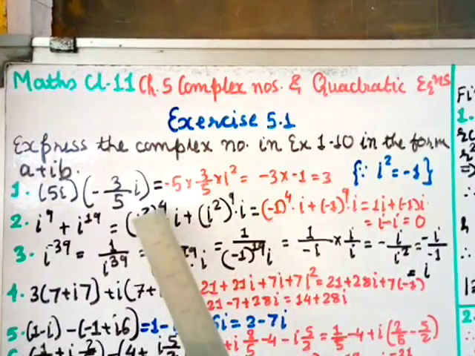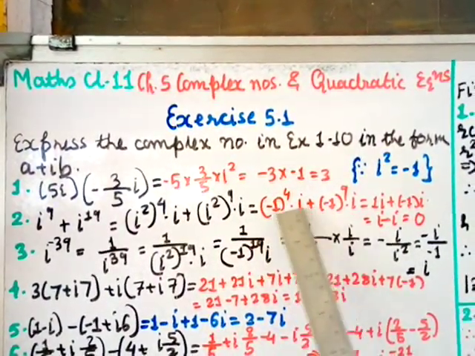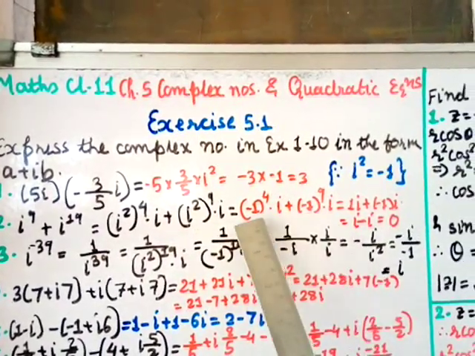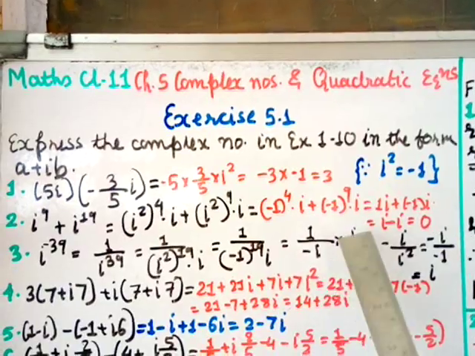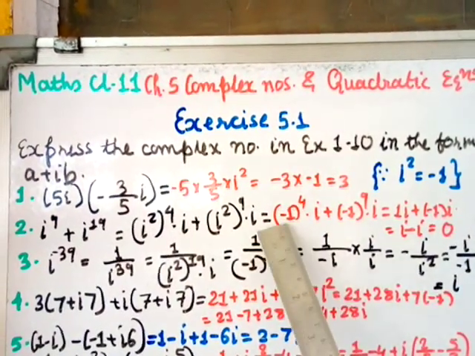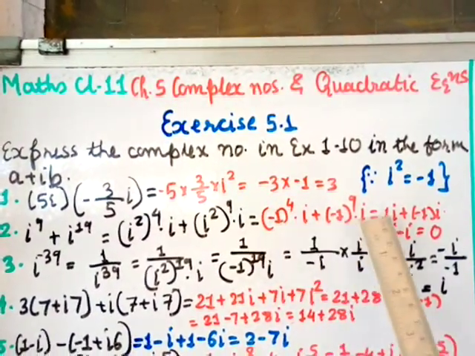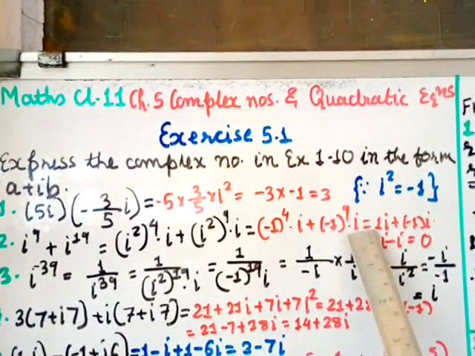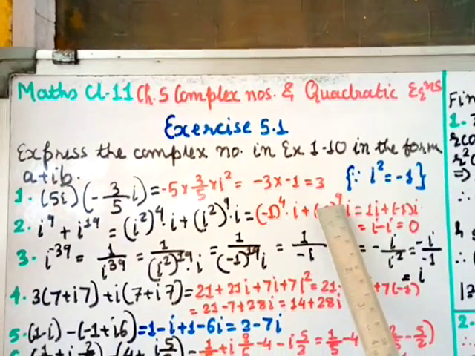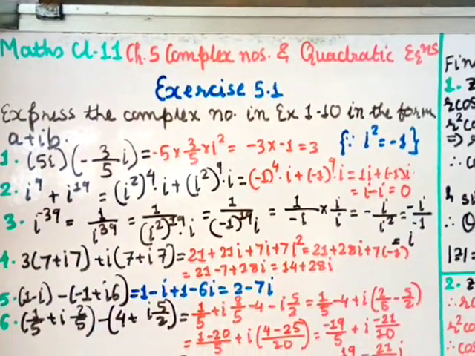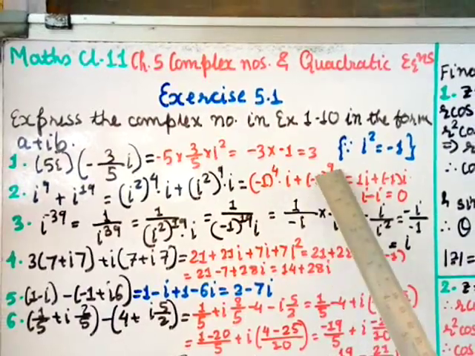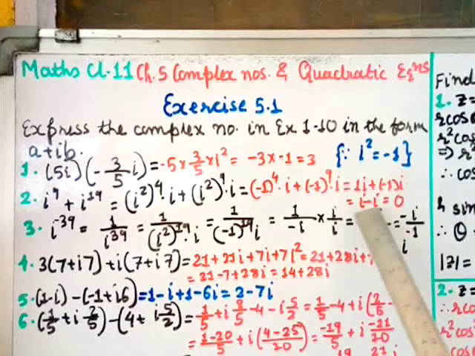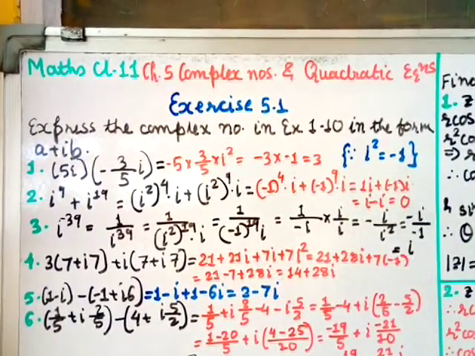So put here minus 1 power 4 into i plus, again, minus 1 power 9 into i. Minus 1 power 4 will give you a positive answer, because it is an even number. If the negative has an even power, the answer will be positive. So minus 1 power 4 will be plus 1 into i, plus minus 1 power 9, that is an odd number. If you have an odd number, then the negative power gives a negative answer. So minus 1 into i. So this is i plus into minus 1 is minus, and i minus i will give you 0.